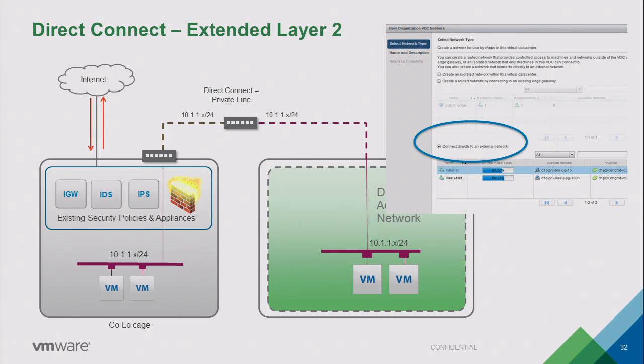So you would use that to connect the standard org network directly out into the L2 adjacency which is coming in, and stretch the networks across the Direct Connect connection.